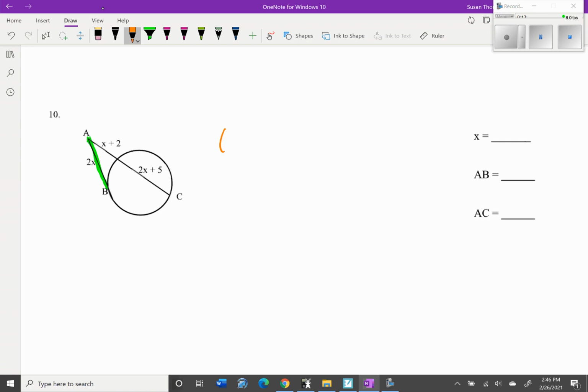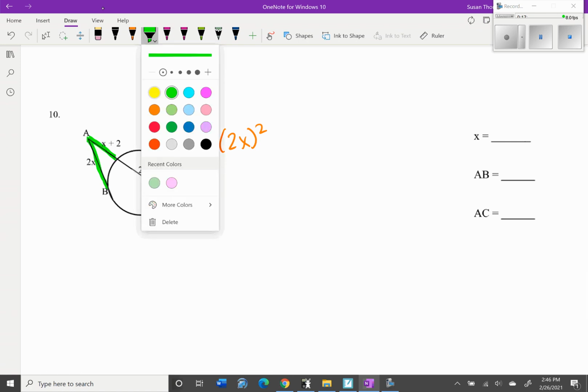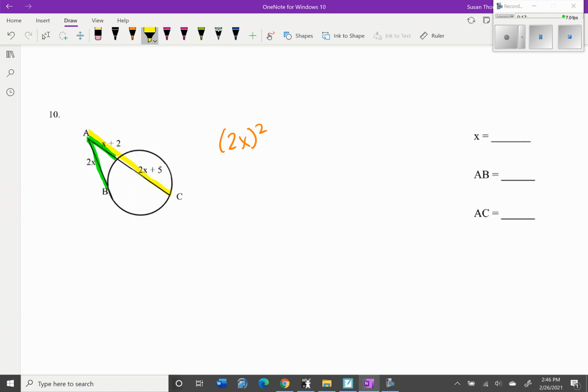So tangent squared would be 2x squared. And then that's equal to the outside times the whole line. So the whole line, notice, would be from here to here. So x plus 2 plus 2x plus 5. And that gives us 3x plus 7. So 2x squared, the tangent squared, equals the outside of the other secant, which is x plus 2, times the whole, which we just said was 3x plus 7.